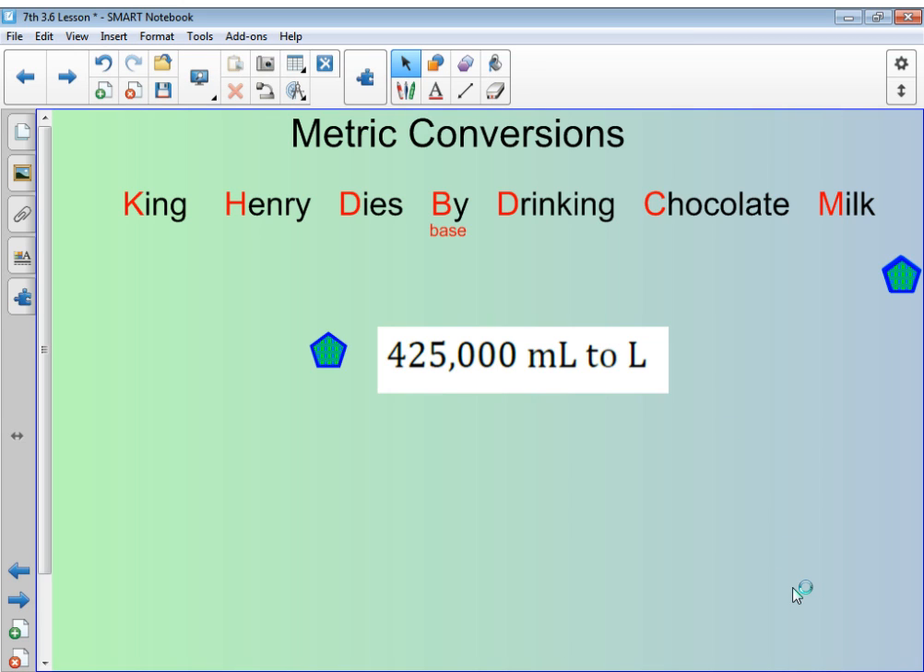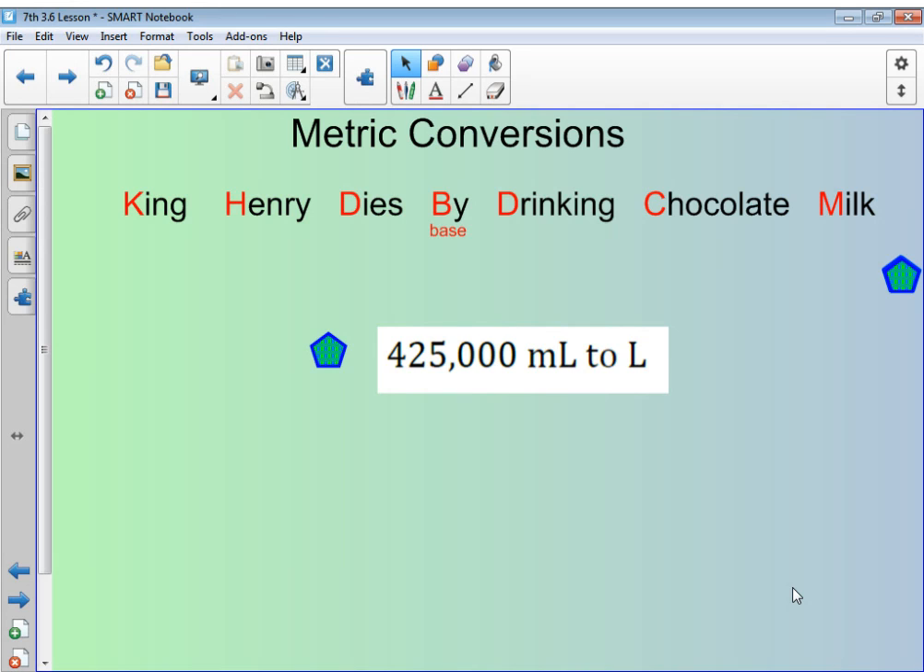Okay, today is lesson 3.6, seventh grade math, day 2. Today we're going to be working with converting in the metric system. There are conversions in the back of your book, but I will tell you, you do not have all of them. And so it's just easier to maybe come up with a saying that you can use to be able to remember the order of conversions.